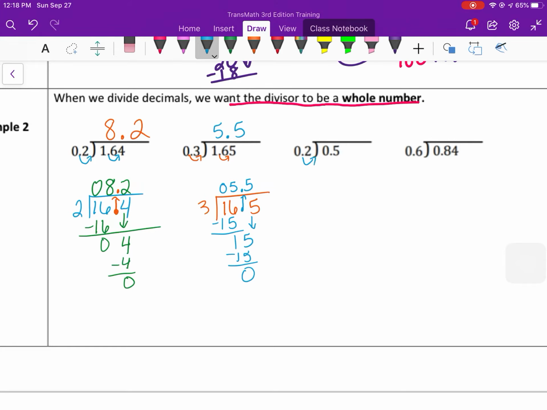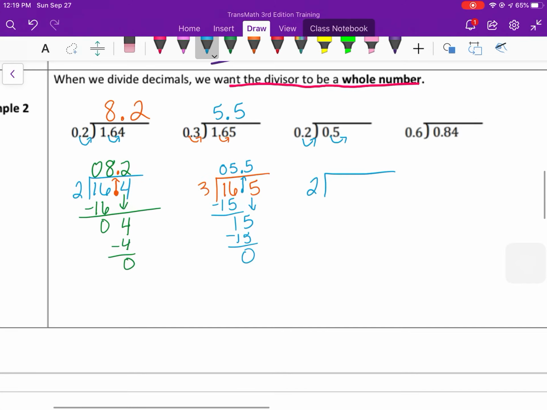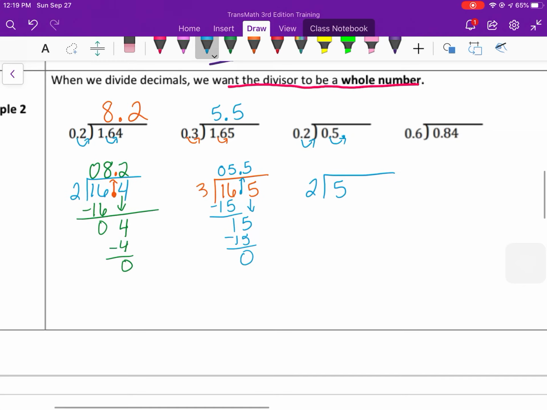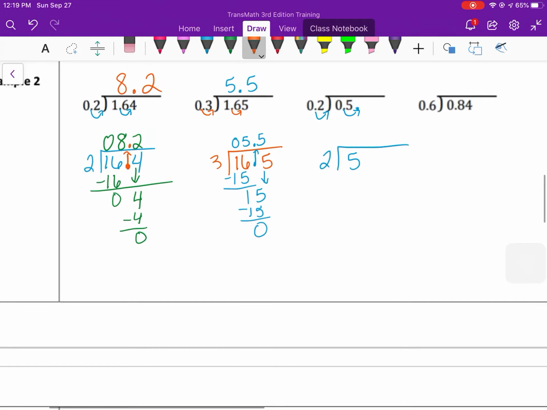Let's try the next one. 0.5 divided by 0.2. So move the decimal over once to make the outside a whole number of 2. Move the decimal over once on the inside as well. So that would just make that 5.